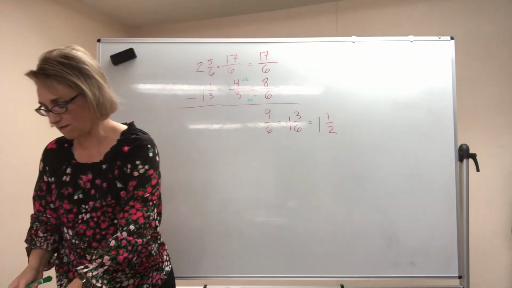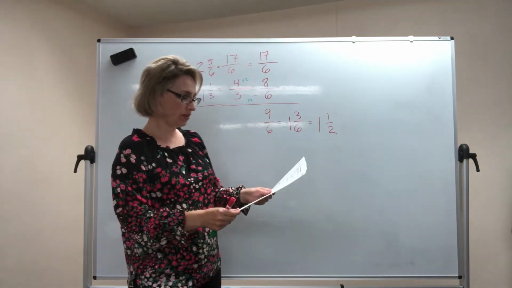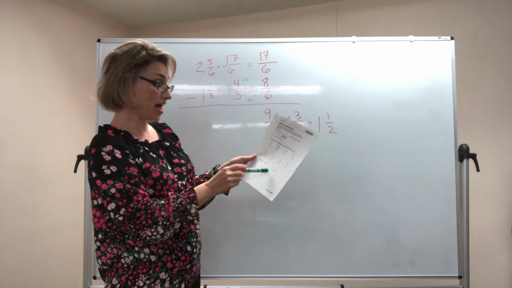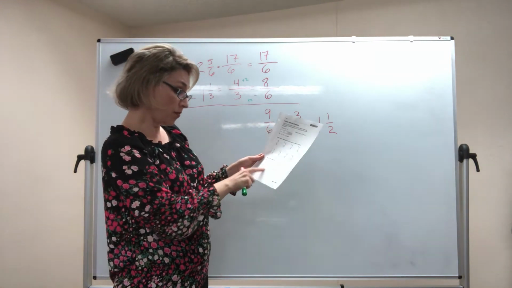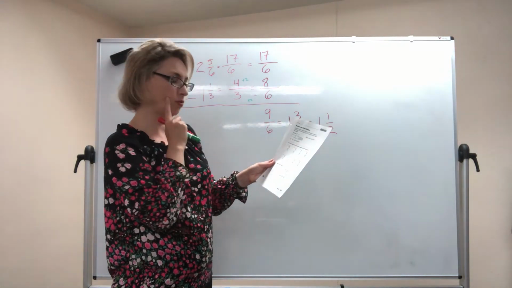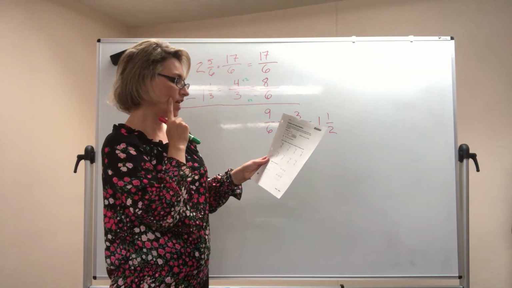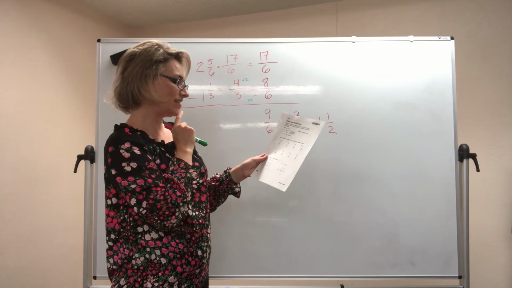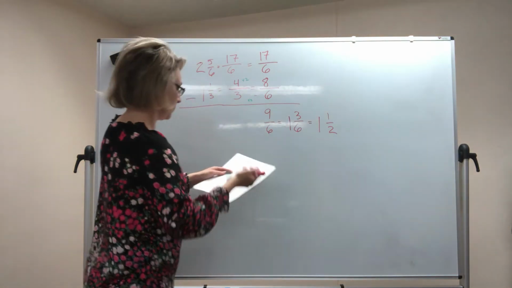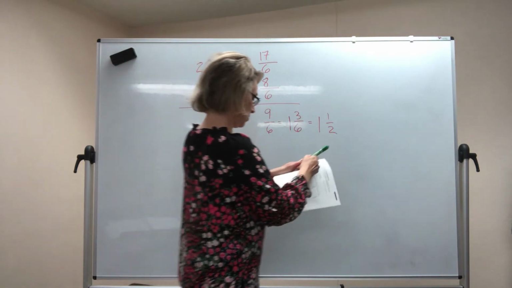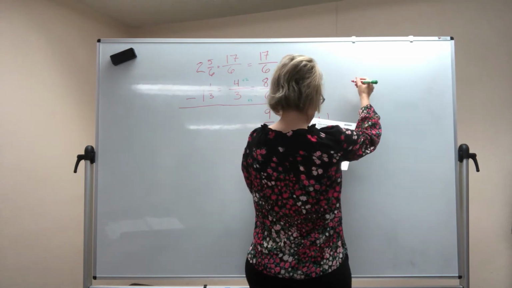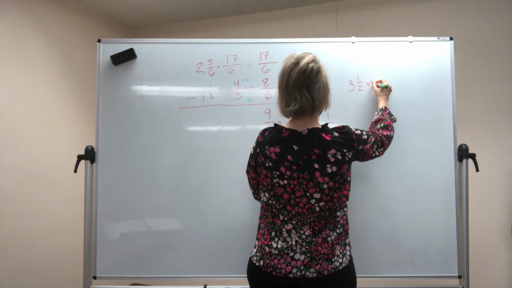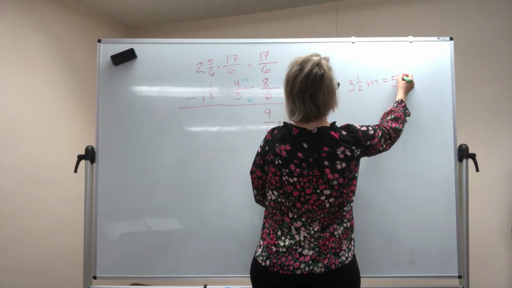So on your reteaching page, you have 8 problems to do. 4 of them are ones to really think about, where you're going to have to figure out what n is. So I want to do number 9 with you, okay? Number 9 asks you 3 1/2 plus n equals 5.